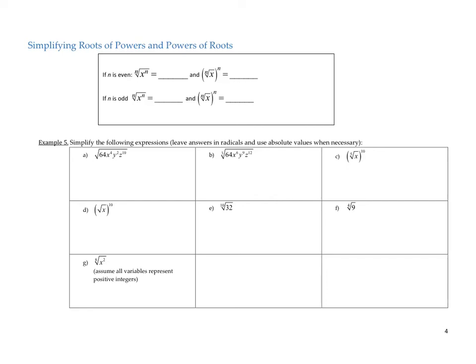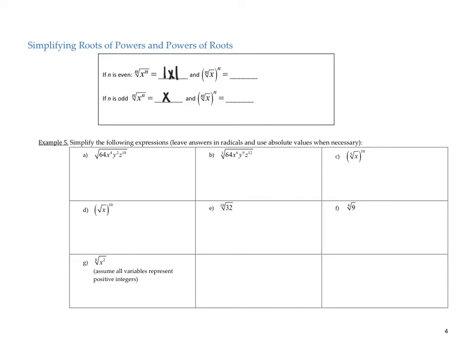Hi, this is Mrs. Villette, and this video is a continuation of our work with rational exponents. The last video ended with looking at the square root of x squared and what that looked like, and also the cube root of x cubed. An important thing that we learned was that if you take an even root of a power of x, that should simplify to the absolute value of x. But when you take odd roots, it doesn't matter.